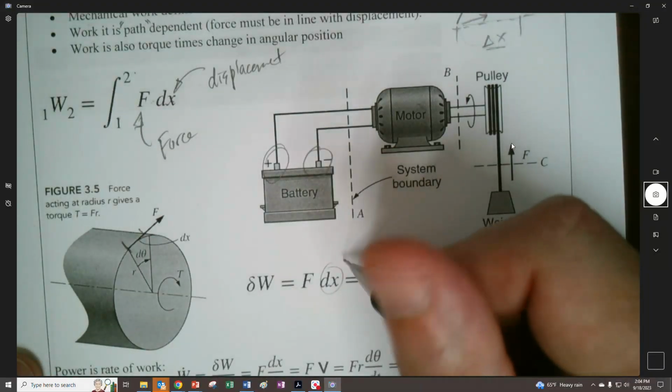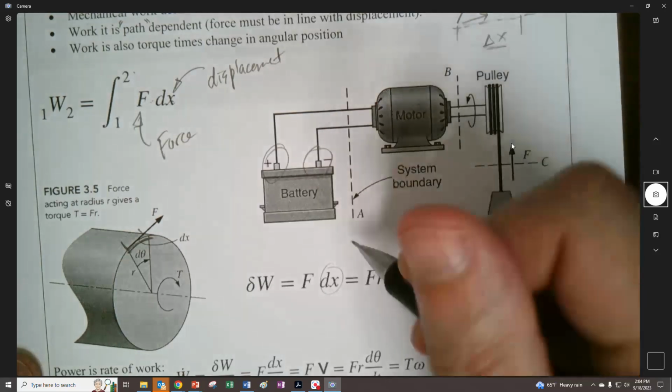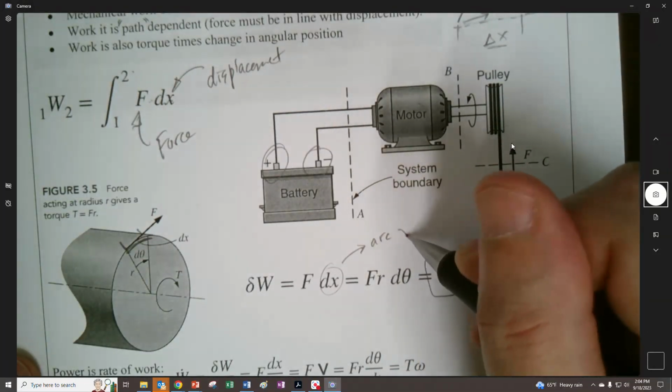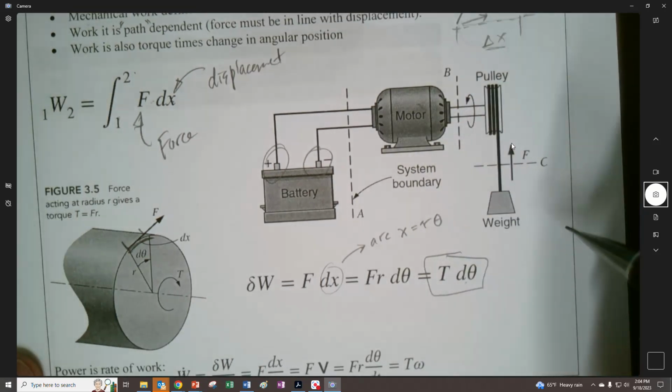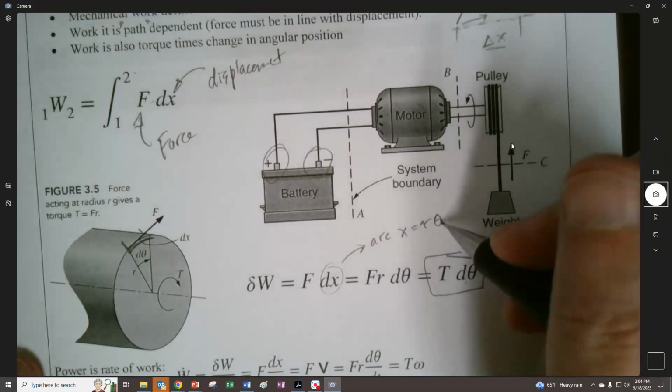What is the length of that arc, right? So if this is an arc, the x would be equal to r times theta, right? Or you could say that dx is equal to r times d theta, right?